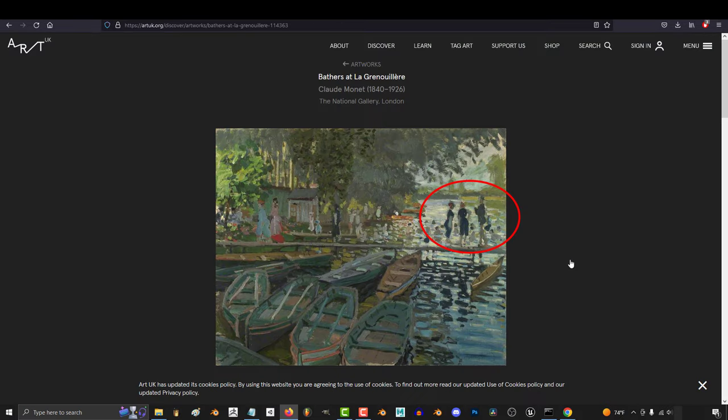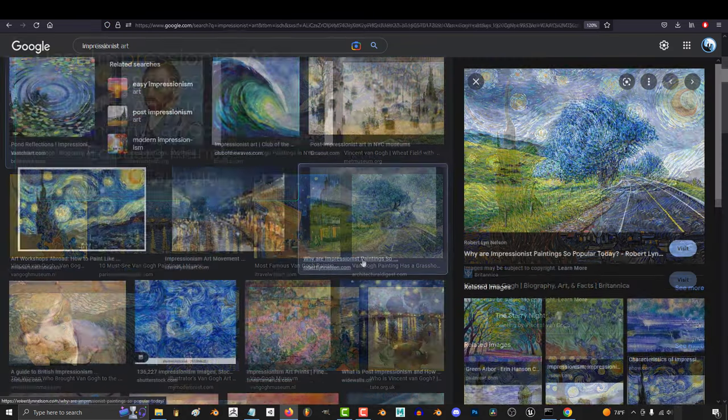But somehow your brain knows that these are people, and that's a tree, even though people and trees don't look anything like that. This is a lot of people's favorite art style.